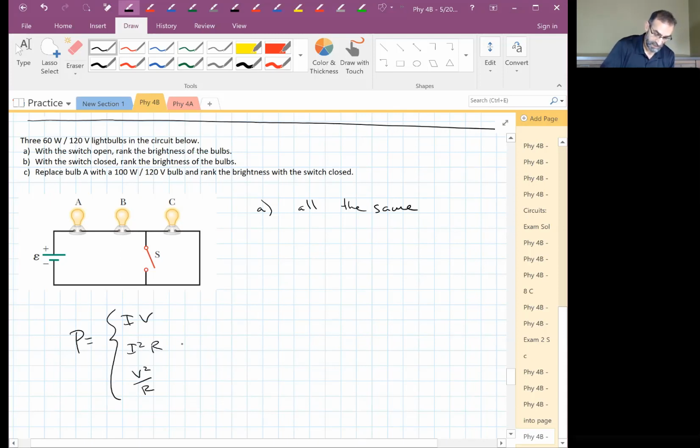Take your pick. I would look at this one. The resistance is the same for all of them. The current is the same for all of them. The power dissipated has to be the same for all of them. All the same. Now B says we close that switch. What do we get?